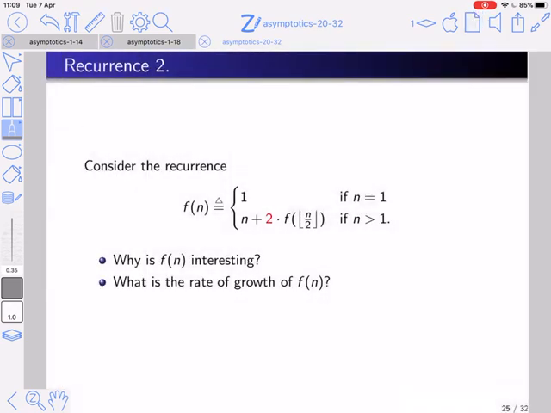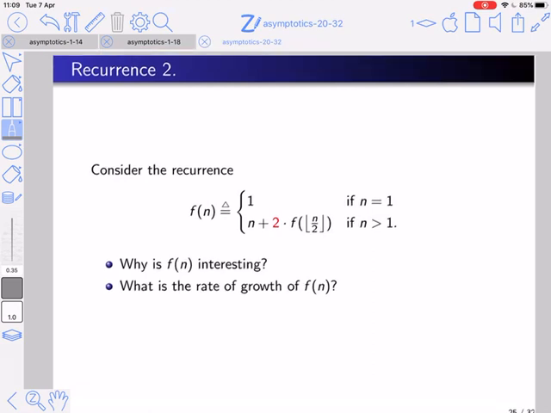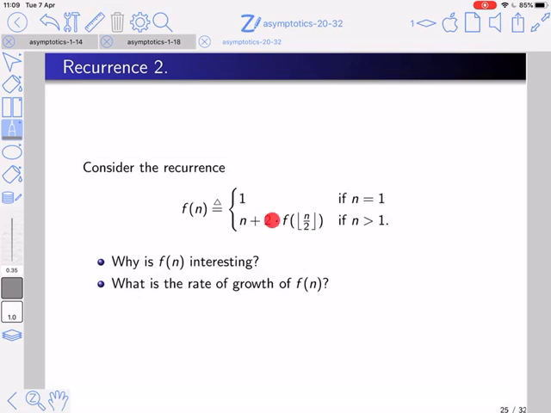Let's look at the second recurrence. The second recurrence is very similar to the first recurrence. The only difference is the coefficient here, 2. That's the only difference with respect to the first recurrence. And again, you may ask two questions. Why is f interesting? And what is the rate of growth of f of n with respect to this new recurrence? So now f is defined like this. It's not the old f.